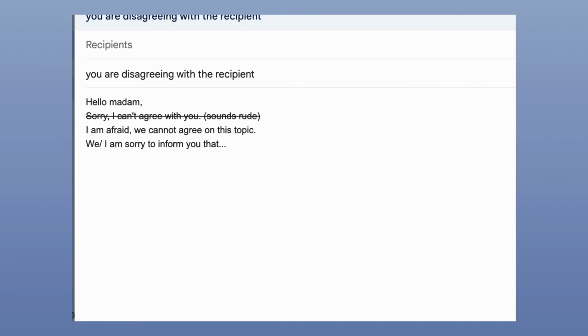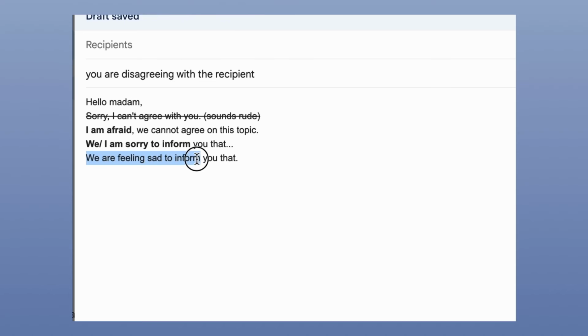Then we can also write, starting with I am afraid, then starting with we or I, inform you that. Then we can also write, we are feeling sad to inform you that. Okay, so these are the sentences we can write instead of writing anything rude while disagreeing with the recipient. So I think this is helpful.